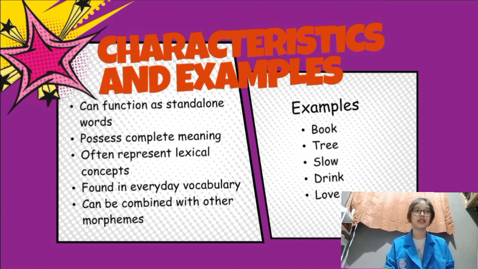Next are the characteristics and examples. First, it can function as a standalone word. Second, it possesses complete meaning. Third, it often represents a lexical concept. Fourth, it is found in everyday vocabulary. Fifth, it can combine with other morphemes. For example: the first one is book, the second is tree, the third is slow, the fourth is drink, the fifth is love.